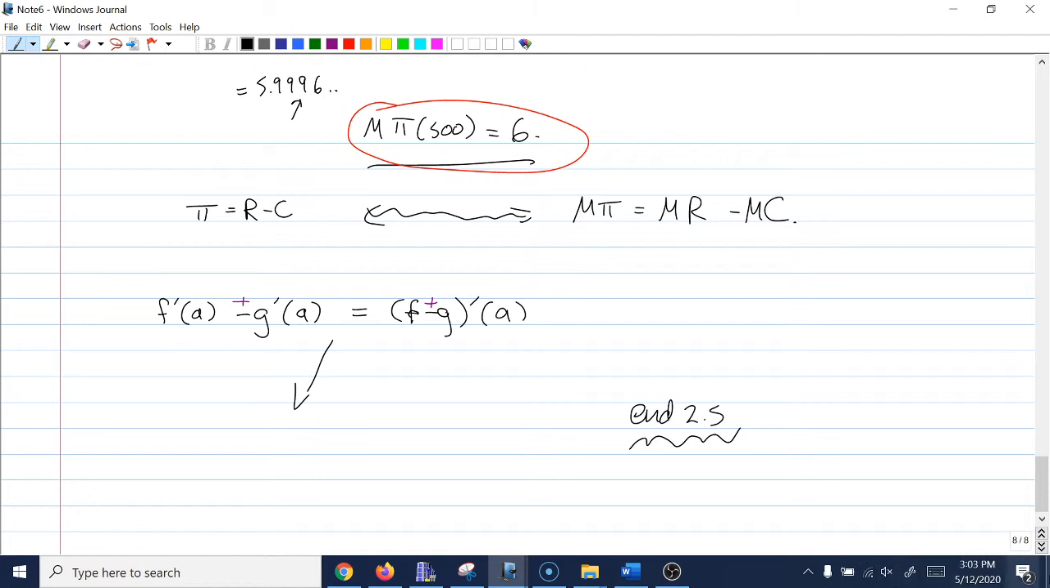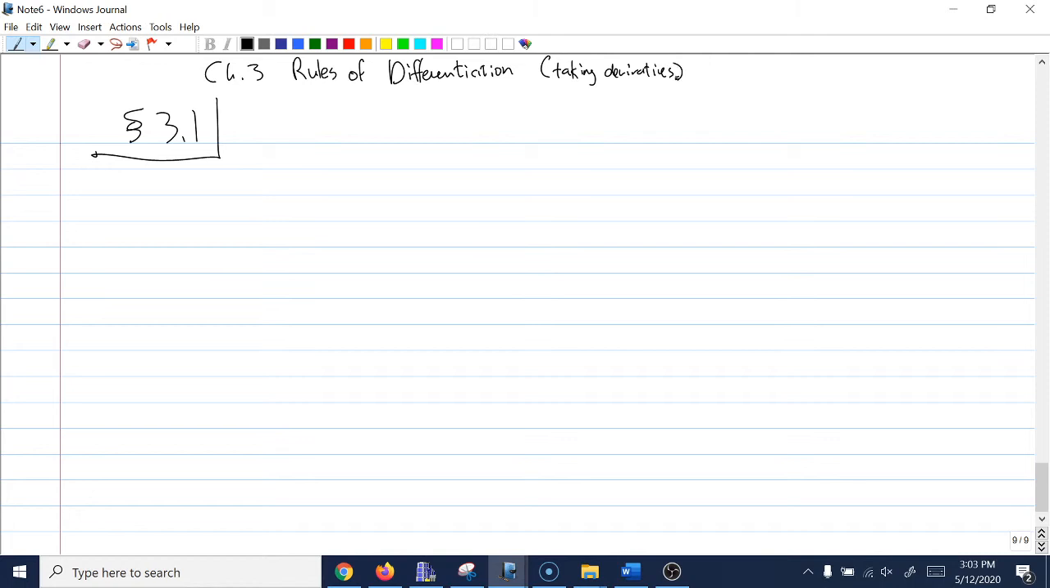And this fact is our perfect segue into Chapter 3. That's the end of Chapter 2. Let's get into Chapter 3. Section 3.1. Chapter 3 is Rules of Differentiation. Differentiation is the word for taking derivatives. And Chapter 3 is rough. At the end of Chapter 3, you're going to be able to look at a formula for a function and write down the derivative of that function.